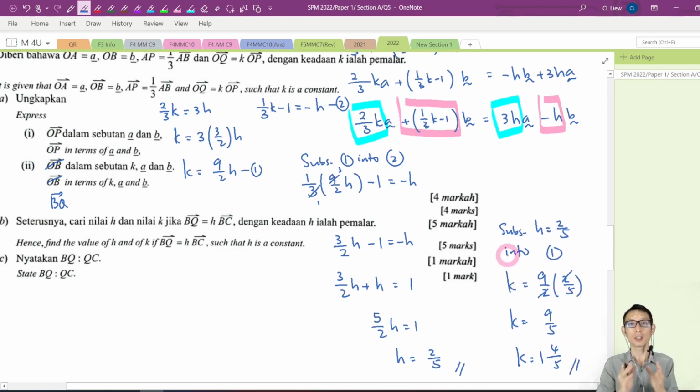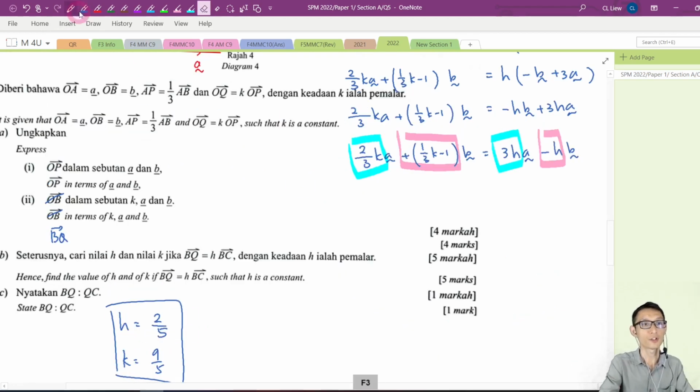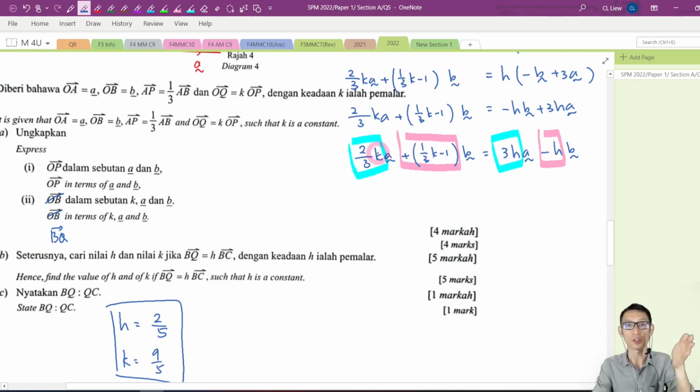Now let me copy the answer first, so I can show you the second method, which will give us exactly the same answer. H is equal to 2 over 5, K is equal to 9 over 5. Instead of comparing like what we did just now, we also can use this method. I can take this divided by this is equal to this one divided by this, and make sure you arrange nicely. If this is AB, here needs to be AB as well. So let me take this divided by this.